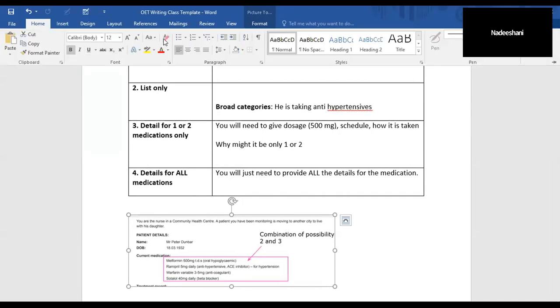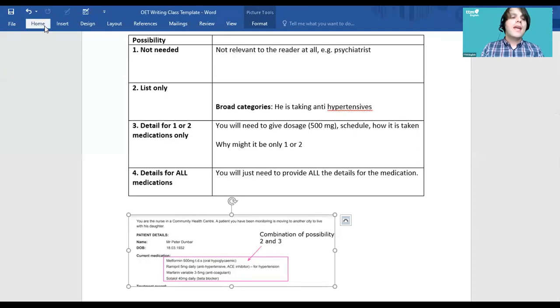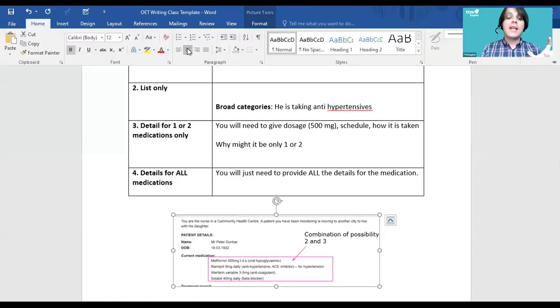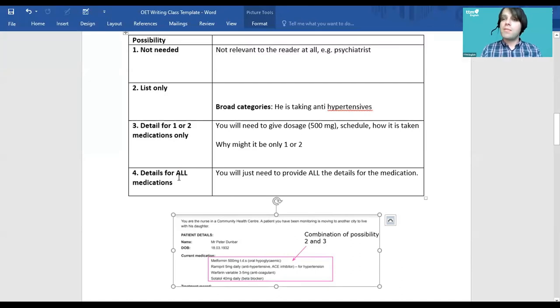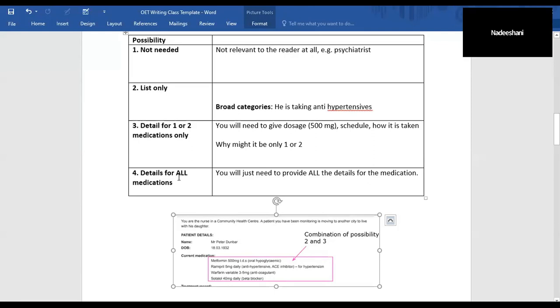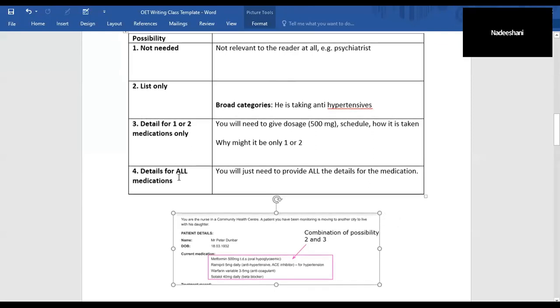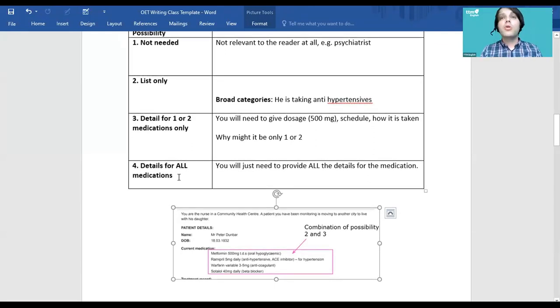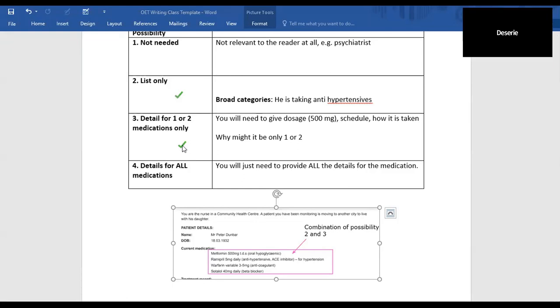Okay. But think about it this way. If he was living in a care home, then I would think 4. But he's not. He's living with his daughter. His daughter's going to give him the medication, right? Yes. So I don't think it's necessarily needed. It wouldn't be wrong, but I think maybe it's some sort of combination of 2 and 3. I think that's a good idea. Anyone else?